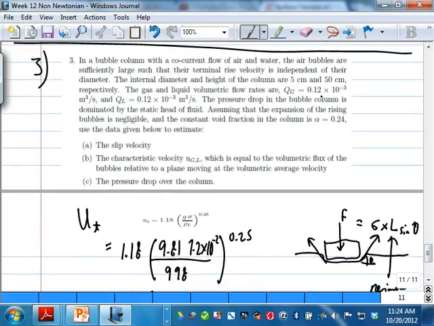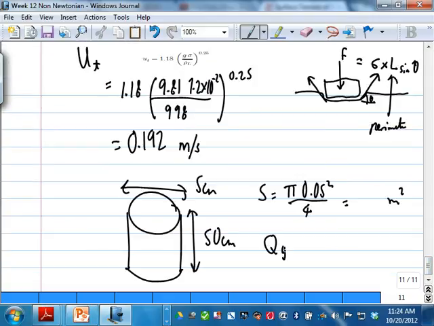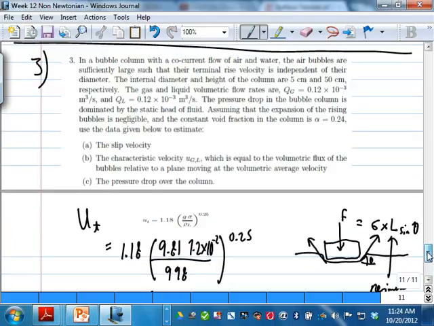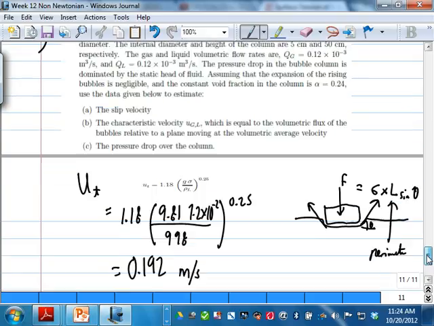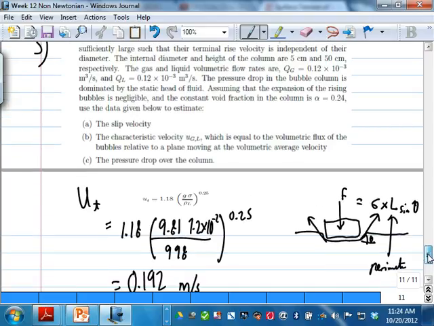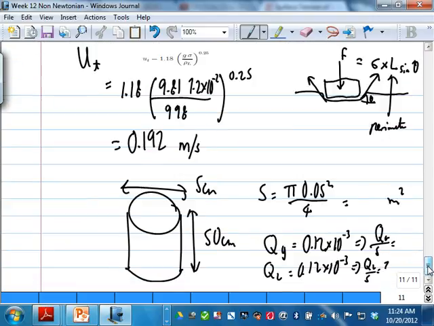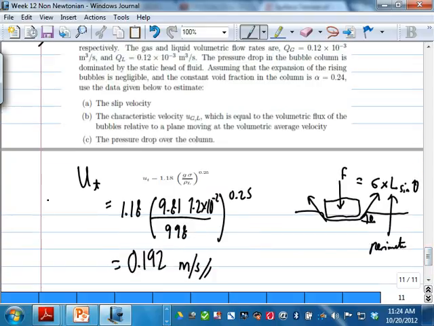QG is this one. QL is that one. QG equals 0.12 times 10 to the minus 3. QL is 0.12 times 10 to the minus 3. So I think you can find QG over S, and therefore QL over S. Then the next step would be, this is already A. The slip velocity is this one. This is the answer for A.